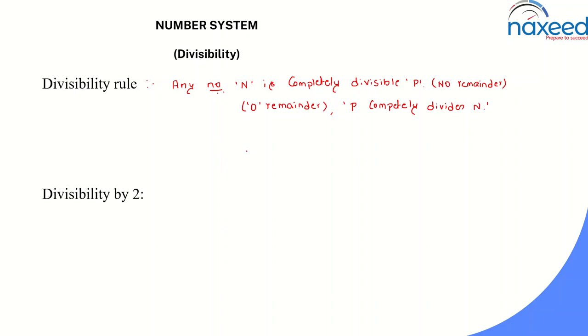Now, divisibility by 2. All even numbers are divisible by 2. Take an example here, 34. Yes, it is an even number. 34 divided by 2 is 17 times. Yes, it is true. All even numbers. If you take an odd number, we will get the remainder as 1. That is against the divisibility rule.